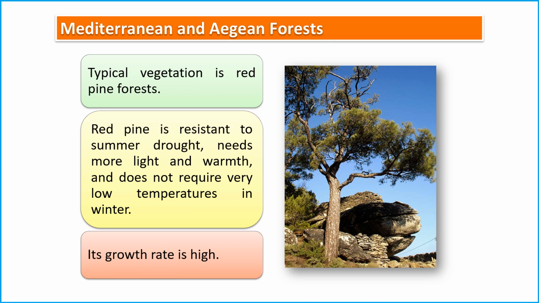6. Diversity of flora and fauna. The Mediterranean and Aegean forest zone, with its red pine-dominated vegetation, supports a diverse range of flora and fauna. The presence of various plant and animal species contributes to the overall biodiversity of the region. 7. Role in ecosystem services. The red pine forests in this zone play a crucial role in providing ecosystem services such as habitat support, carbon sequestration, and soil stabilization. These services contribute to the ecological balance and sustainability of the surrounding environment.